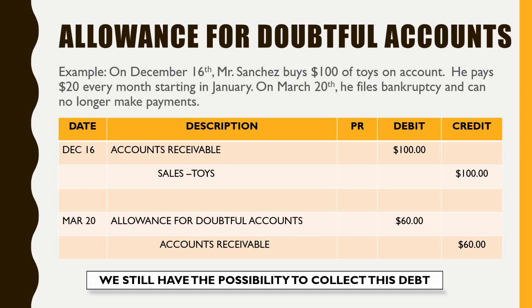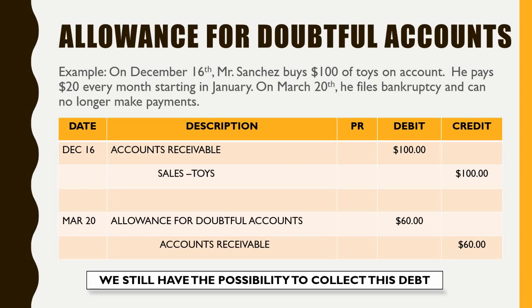We sold him some toys for $100, okay? In January, he makes a payment of $20. In February, he makes a payment of $20. And then in March, he decides to file for bankruptcy. So in this case, he's only made a payment of $40. So that means he still owes me $60, right?